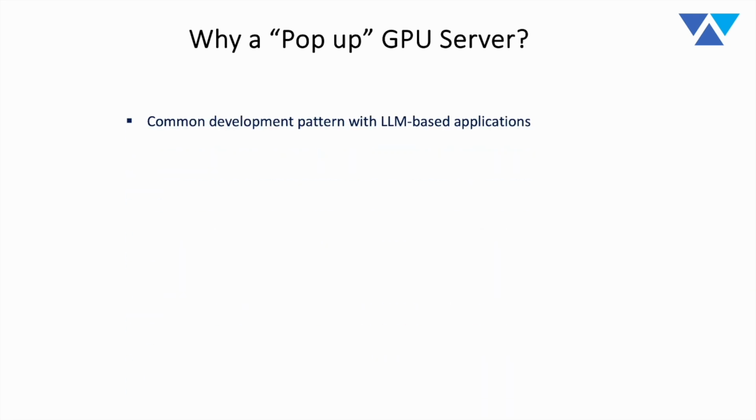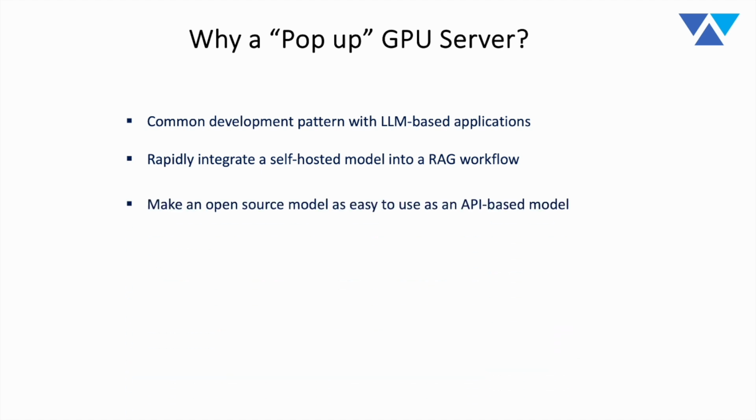Well, what we found is that it's a very common development pattern in building an LLM-based application, especially for something like retrieval augmented generation. And what you need to do is to be able to rapidly integrate a self-hosted model into a RAG workflow. And what we want to do is make it as easy to integrate a custom open source model into a workflow like that as a proprietary API-based model.